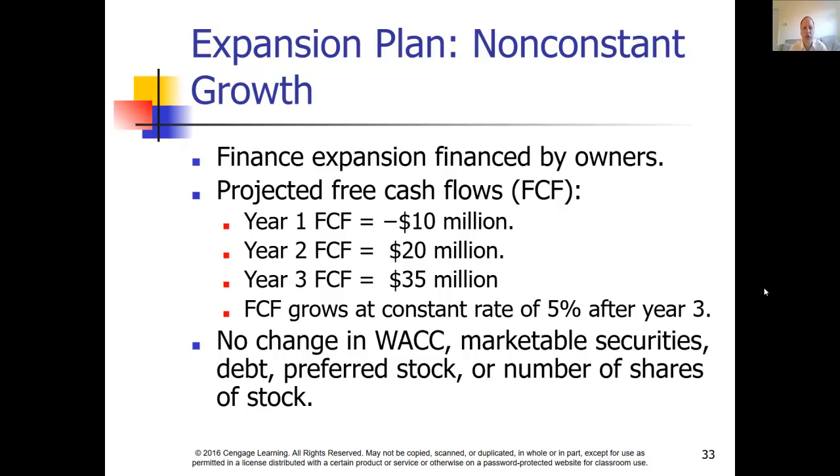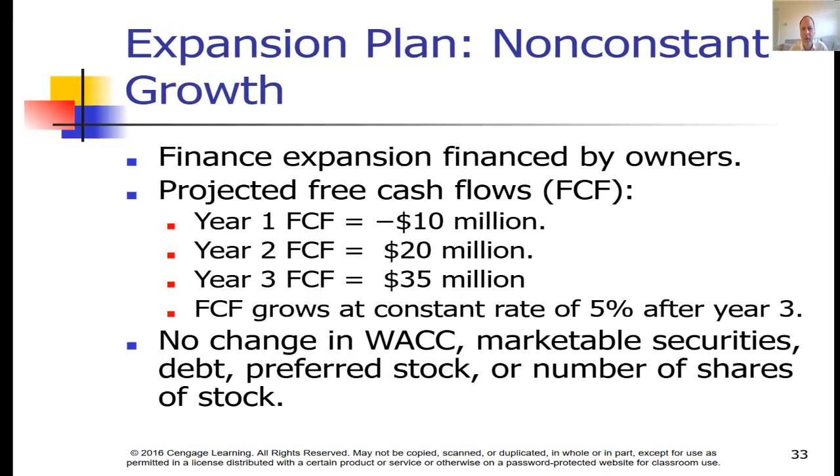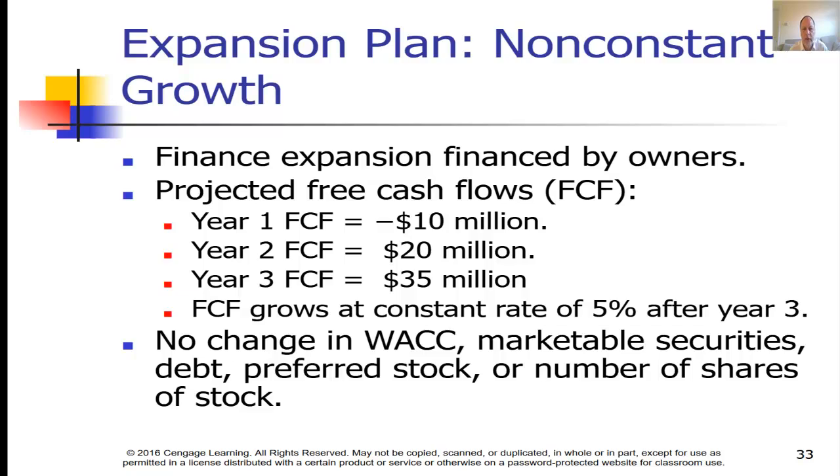We will now look at an expansion plan for our company to demonstrate the non-constant growth model, again using free cash flows. The expansion will be financed by its owners. The projected free cash flows are as shown. In year one, they will have to inject money into the company of $10 million, followed by a positive free cash flow of $20 million in year two, $35 million in year three, and after that, the free cash flows will grow at a constant rate of 5%.